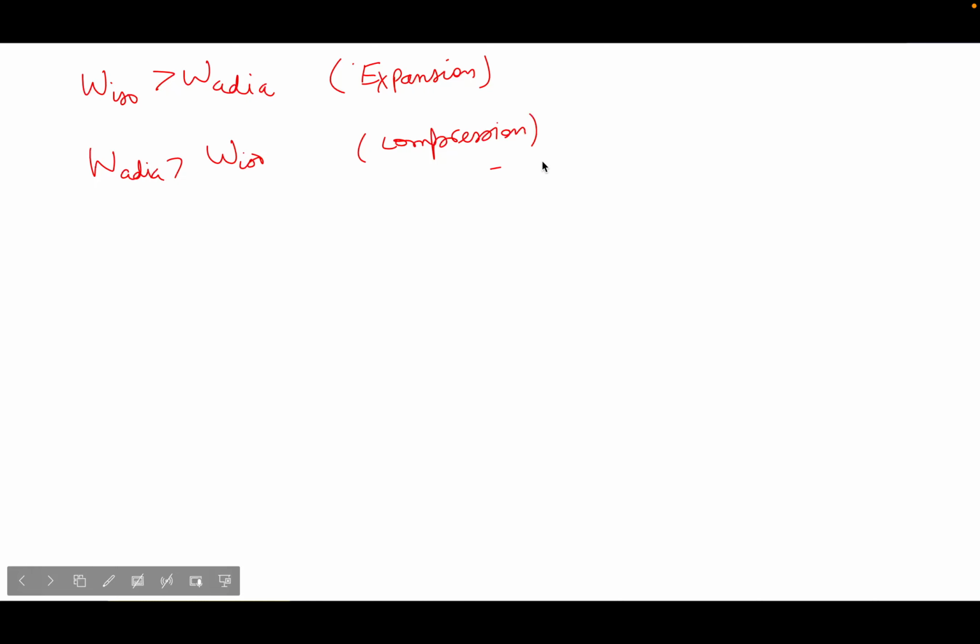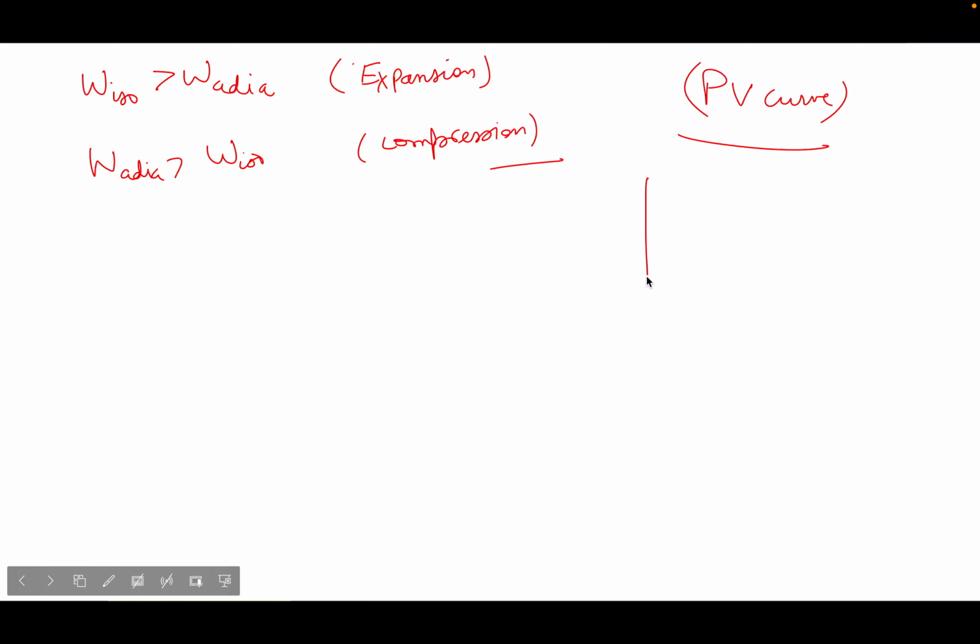I'll write here again what we get. Work done for iso is greater than work done for adia in expansion. Work done for adia is greater than work done for isothermal in compression. We can see it by the PV curve, and work done is nothing but the area under the PV curve.